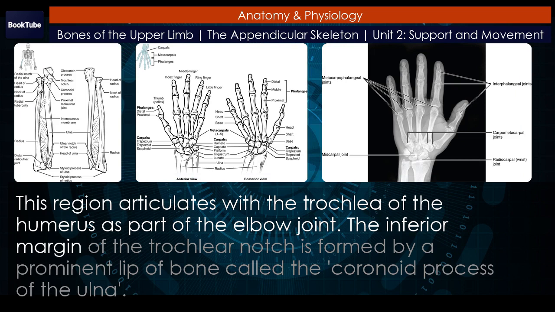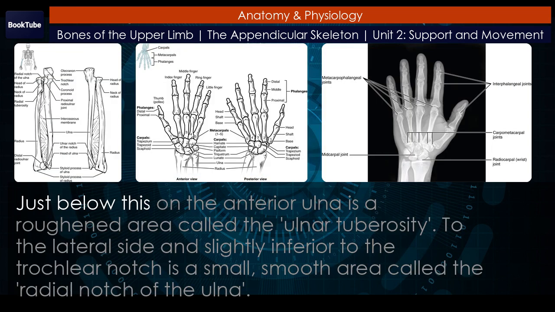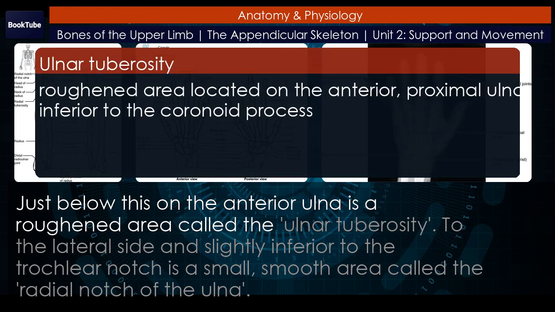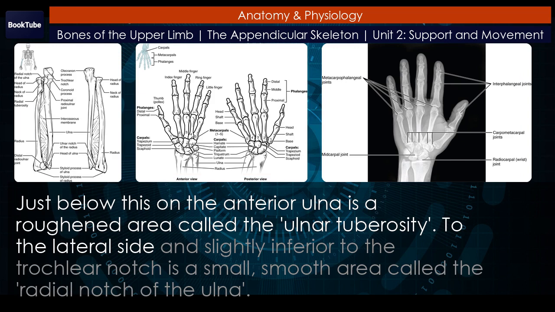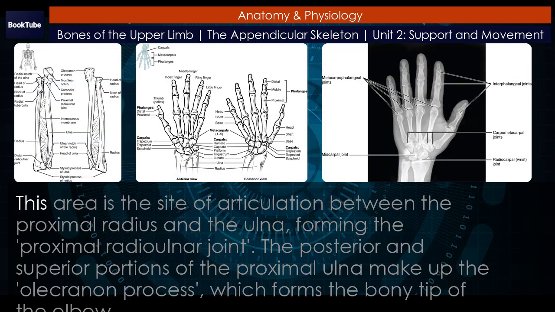The inferior margin of the trochlear notch is formed by a prominent lip of bone called the coronoid process of the ulna. Just below this on the anterior ulna is a roughened area called the ulnar tuberosity. To the lateral side and slightly inferior to the trochlear notch is a small, smooth area called the radial notch of the ulna. This area is the site of articulation between the proximal radius and the ulna, forming the proximal radio-ulnar joint.